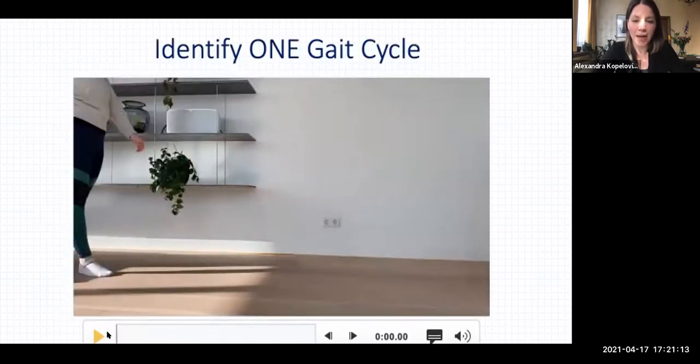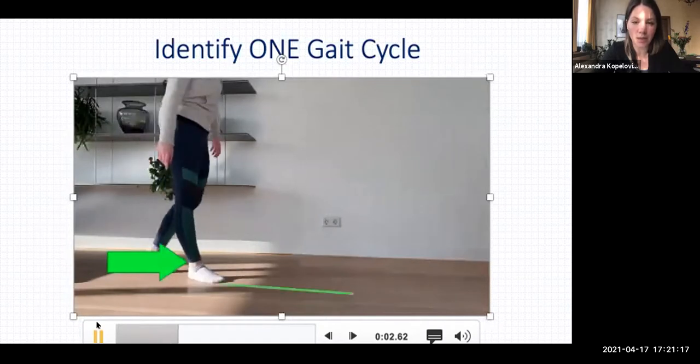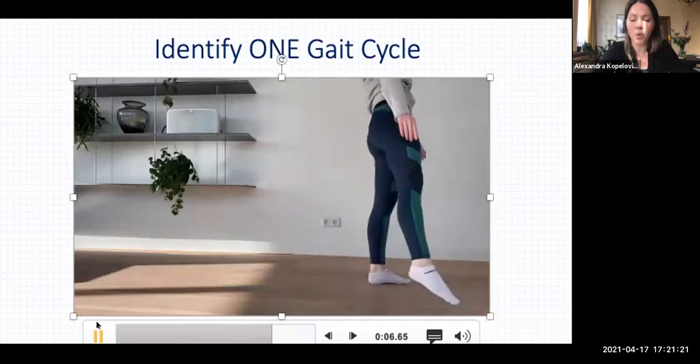Okay. And in this video, I just pretty much show you how to identify it. This is where it begins. And this is where the gait cycle ends. Okay, we'll watch it one more time.